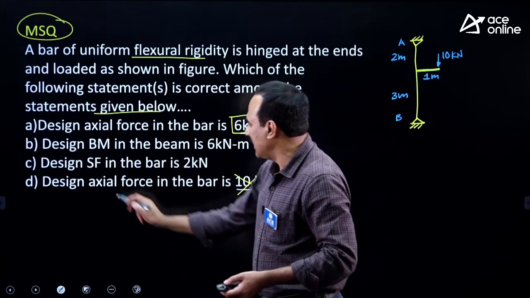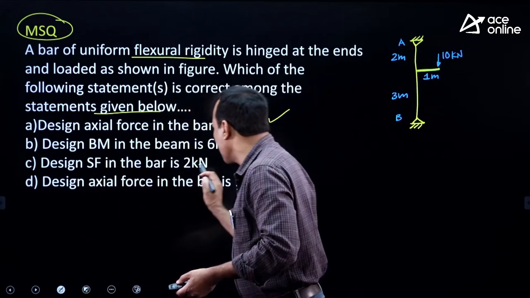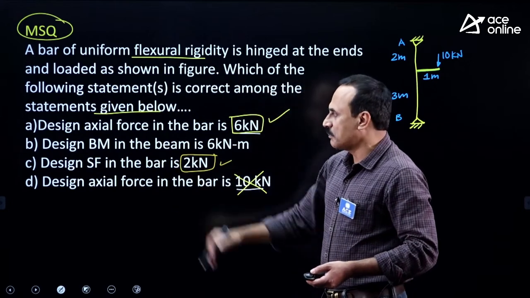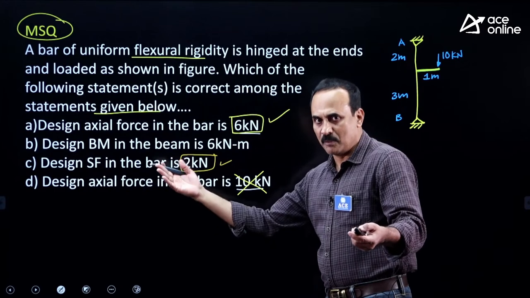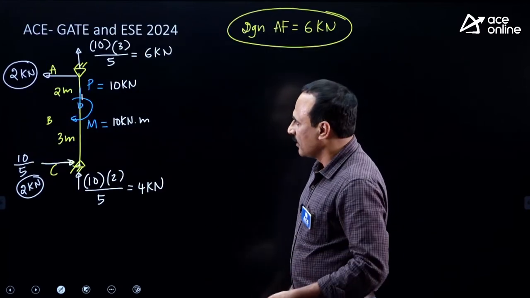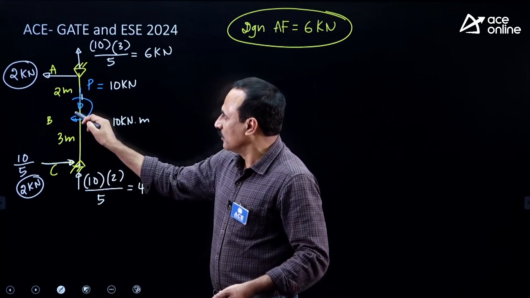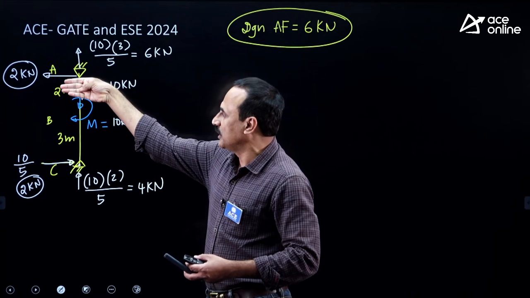Any option matching here? Design shear force of the bar is 2 kilonewton. That means option C is also correct. Now we'll check the bending moment in the beam. Design bending moment is the maximum possible bending moment developed in the beam. Let us see. I'll take the AB zone. So here the bending moment is 0, 2 into 0 distance.